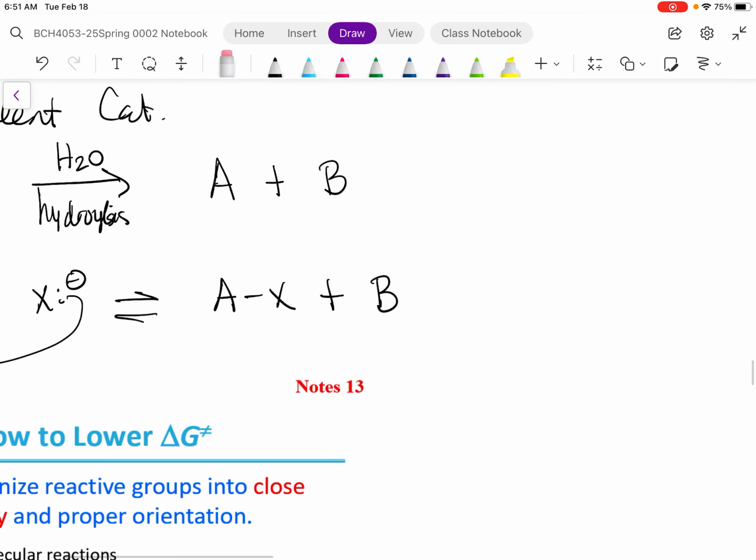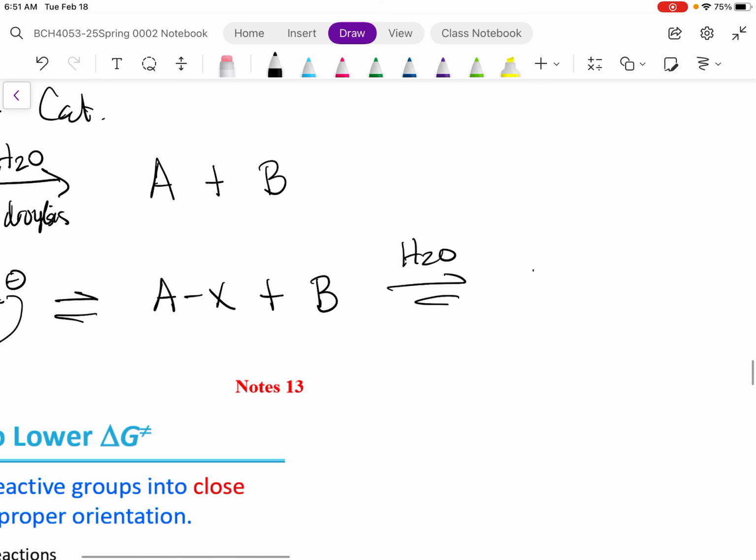And then we would have another step here where we have a little bit of water. And then that can hydrolyze the bond to A plus X plus B, like that. So in the catalytic site, you can have covalent bonds that are formed with your substrate. And then we could use water to hydrolyze that as well.